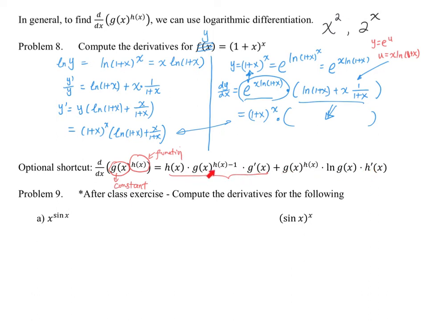Basically, in the first part, you're treating h as constant, g as function. The second part, you're treating g as constant, h as a function. So you apply the power rule in the first part, and the exponential rule in the second part. If I have to describe this in words, that's how I would describe it.